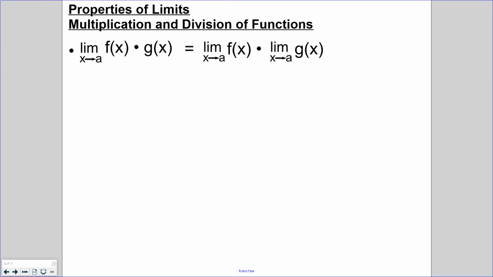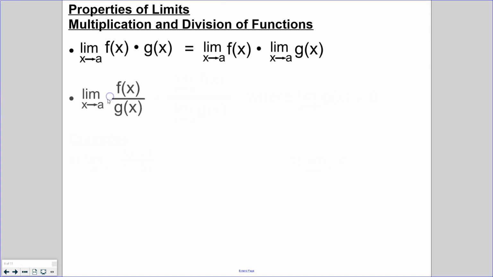Next, properties deal with multiplication and division of functions. Unfortunately, these are very similar to addition and subtraction. What do I mean by that? Well, if we take the limit of f of x times g of x, we can separate it into its individual pieces and take the limit of each one of them.